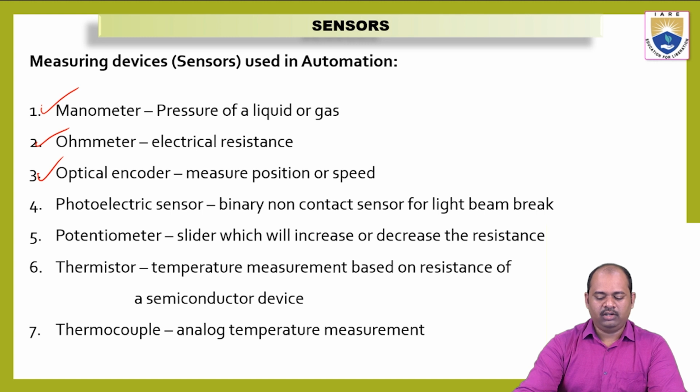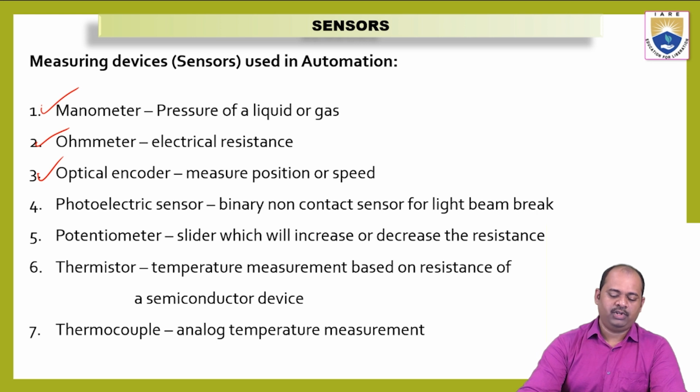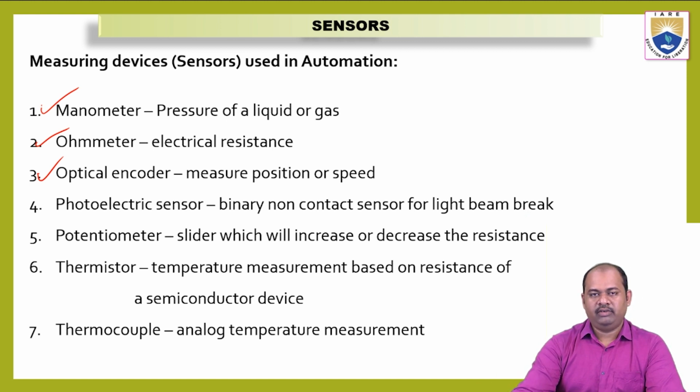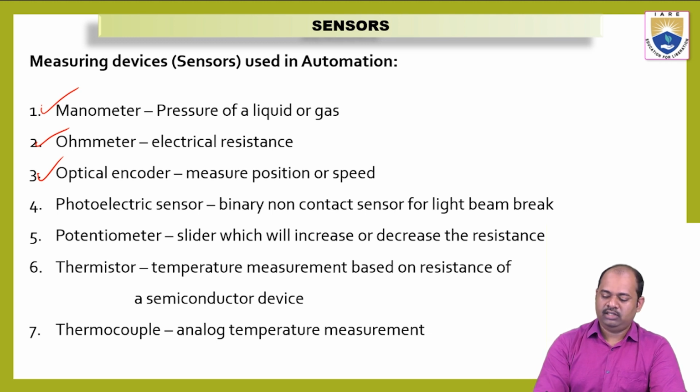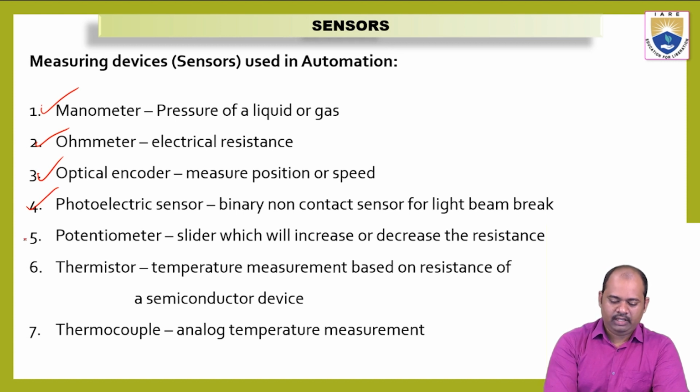And then third one is optical encoder, which will measure the position or speed of the moving body. Okay, optical encoder we will see in detail in the coming classes. And then photoelectric sensor. Photoelectric sensor is a binary non-contact sensor for light beam break. So photoelectric sensor is a device which can detect the light and it can send that information in the form of electrical signal, whether there is a light or when there is a light break. Okay, so this is mostly used in optical encoder, where we will use a sensor for measuring the rotation of the body.